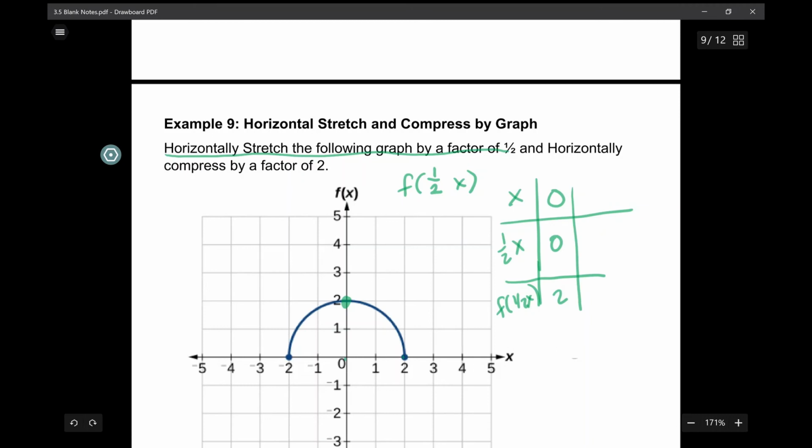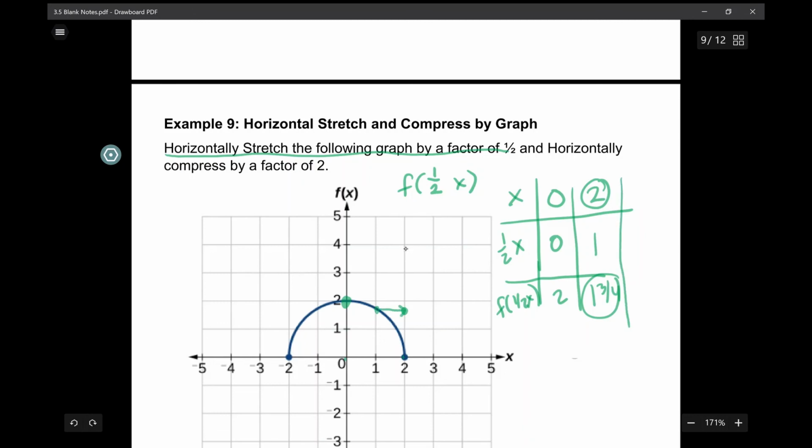Let's try another point. Let's try x equal to 2. If x is 2, 1/2 of 2 is 1. The original function at 1 is about 1 3/4 right here. So f at 1 is about 1 3/4. So I'm going to come over here now. At x equal to 2, my output is 1 3/4. So what happened here is now happening here.